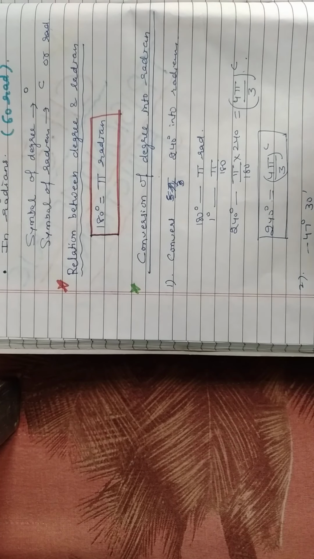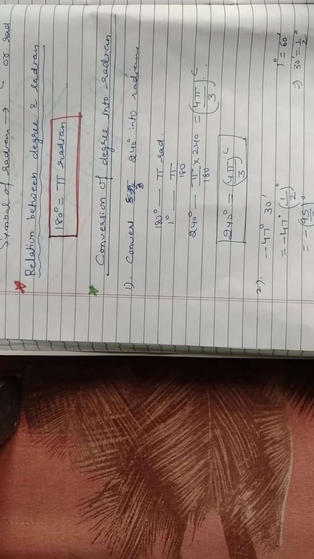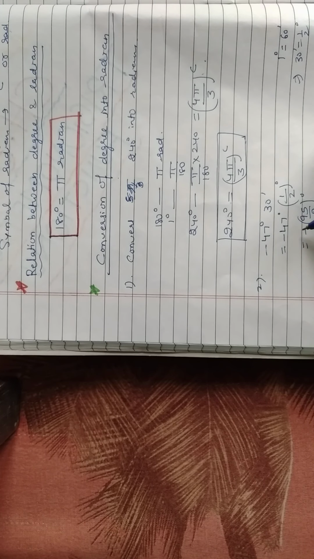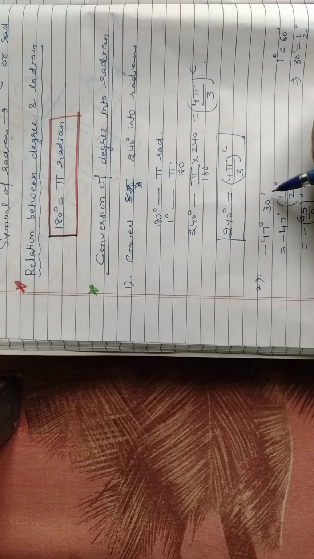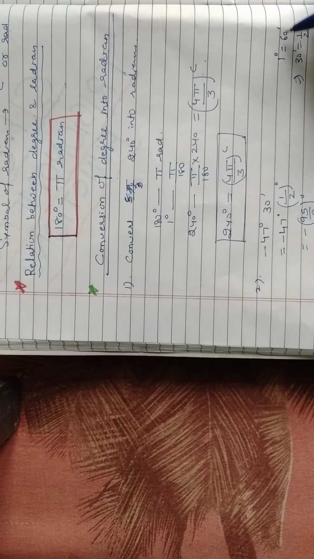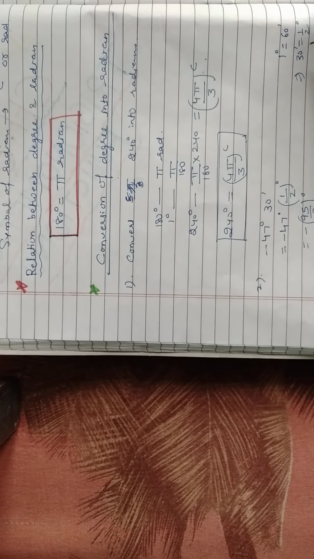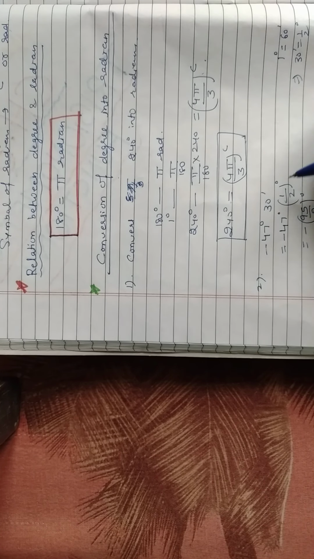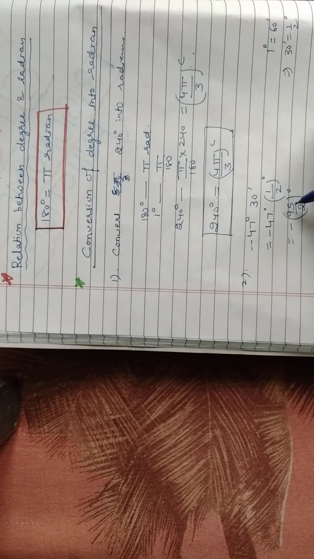Clear? Next is minus 47 degree 30 minutes. Again you have to convert it into radians. So firstly, this minus symbol will remain minus up to the end of question. Clear? Now it is 30 minutes. Firstly, you will convert this minute into degrees. There is one formula that 1 degree is equal to 60 minutes. If 60 minute is equal to 1 degree, then 30 minute will be equal to half degree. So it will be minus 47 degree and it will be half degree. So minus 47 and half is minus 95 by 2 degree.